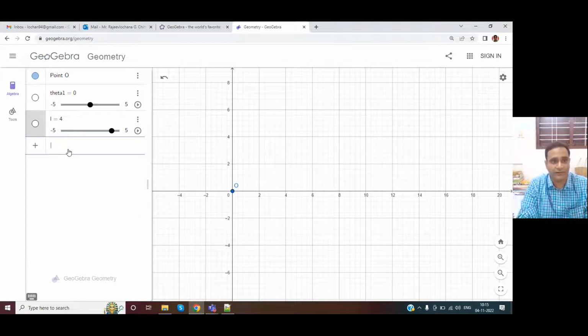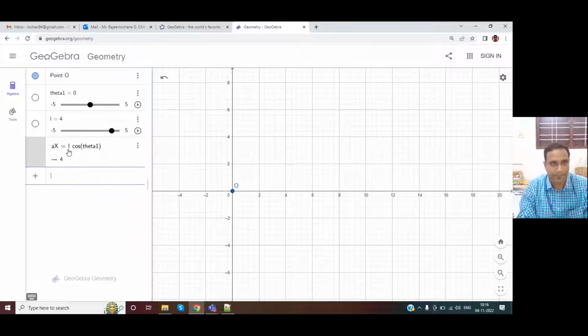So what we'll have is AX is equal to L into cos of theta1, AY is equal to L into sine of theta1.